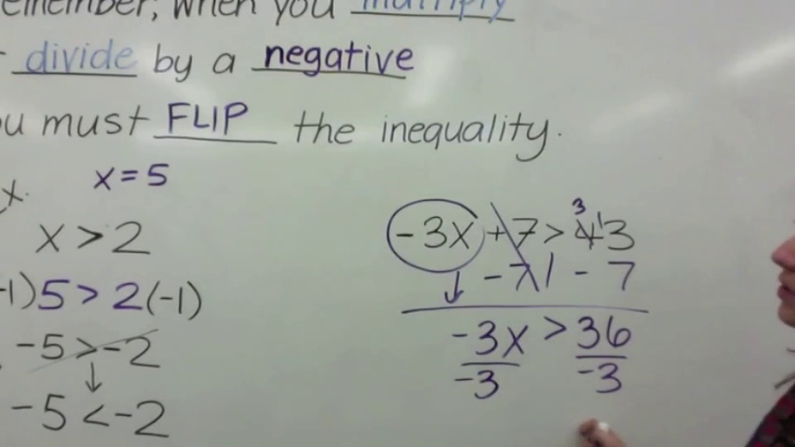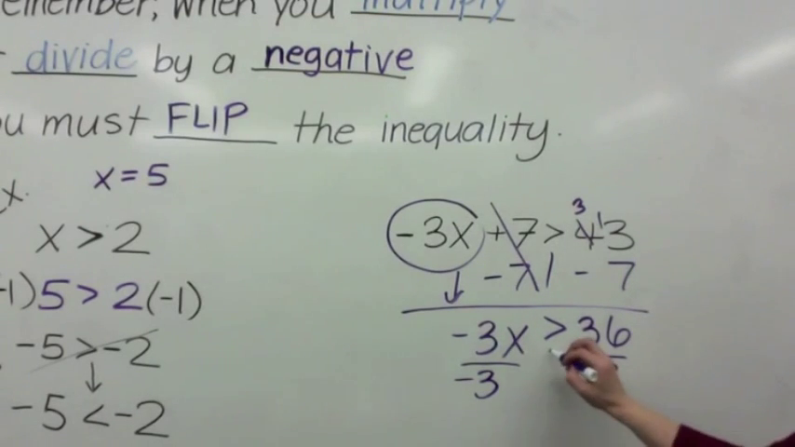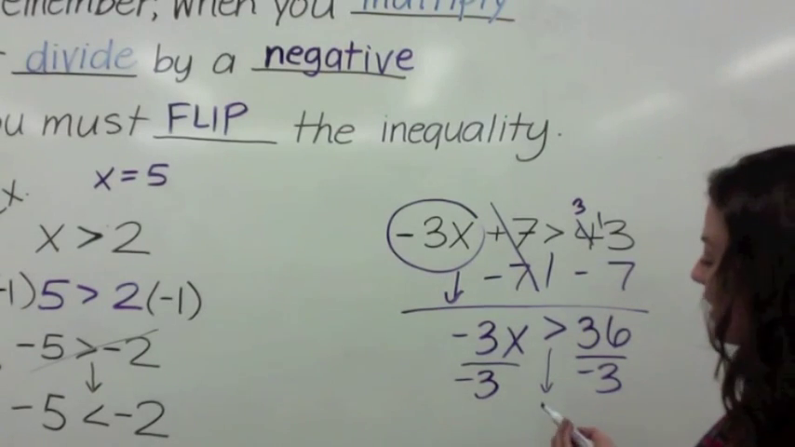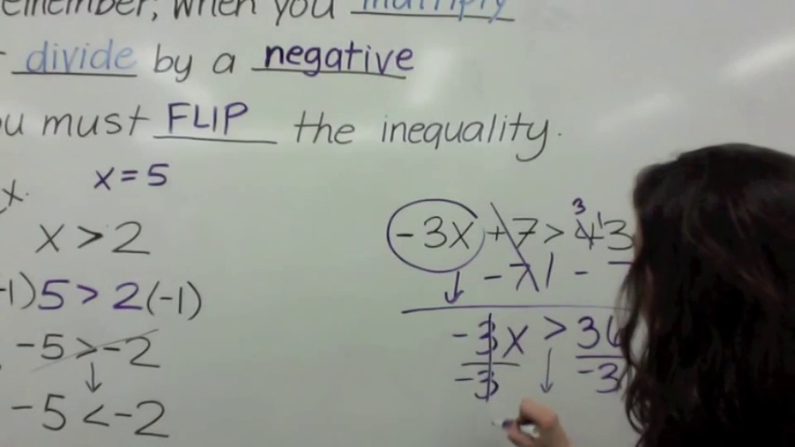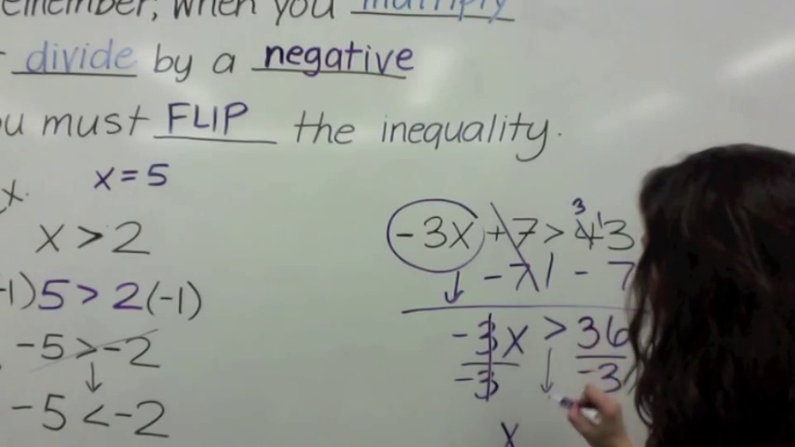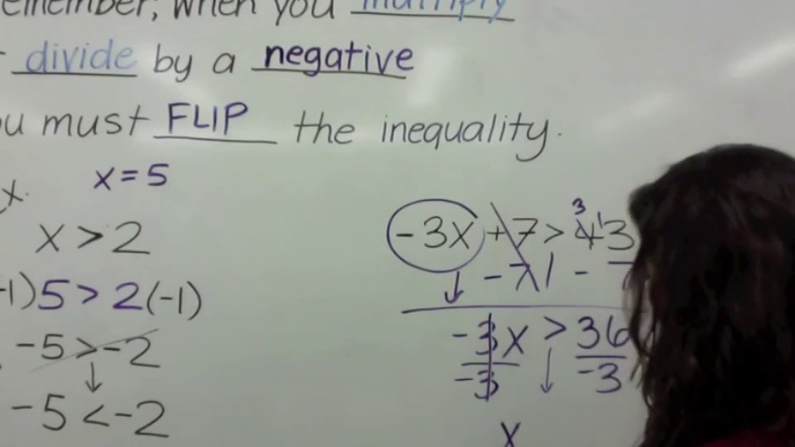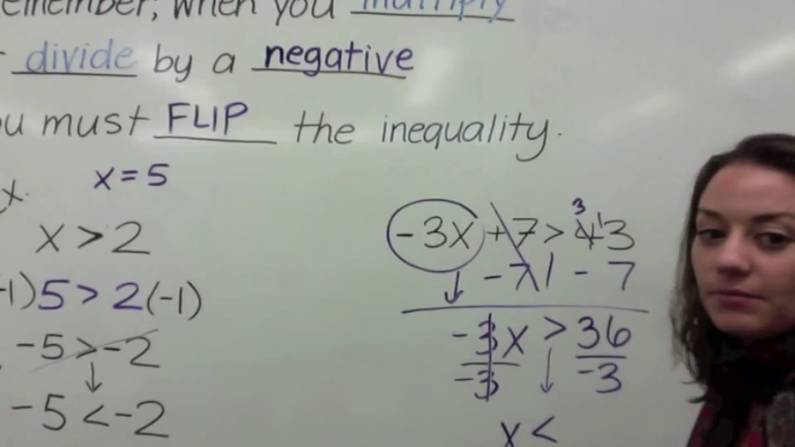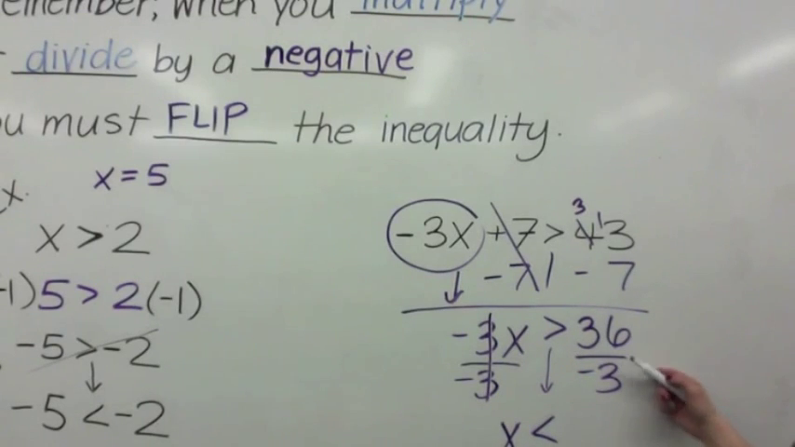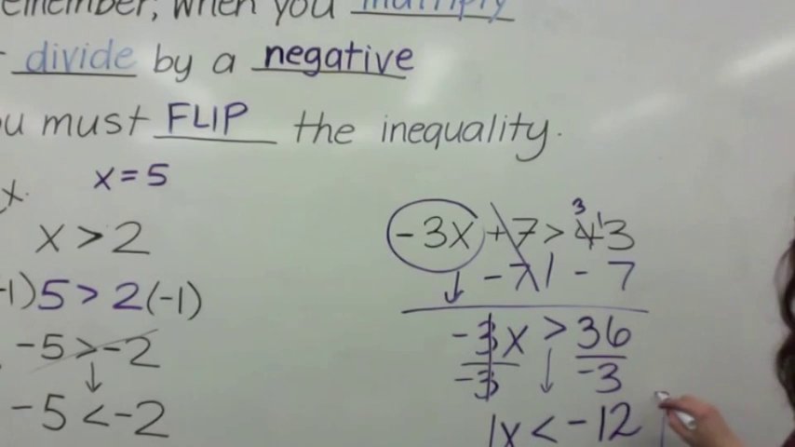Now we're dividing both sides by a negative. So what will happen to that sign when we divide by a negative? What's going to happen to it? It's going to flip. So it was greater than, we're going to flip it to less than. And what is 36 divided by -3? It is -12. Very good. So the solution set is all values that are less than -12.